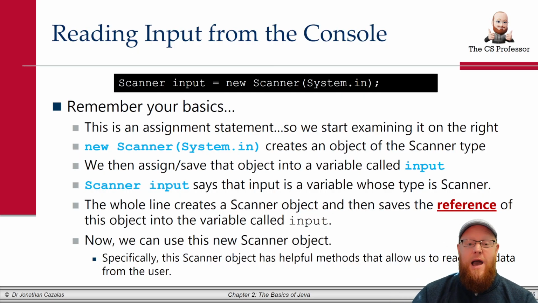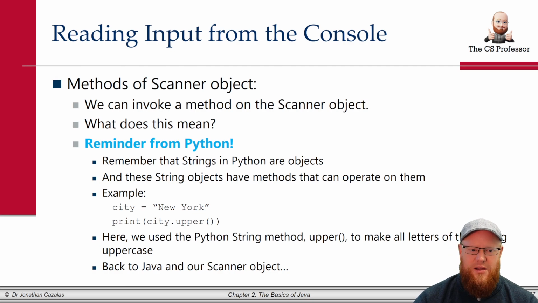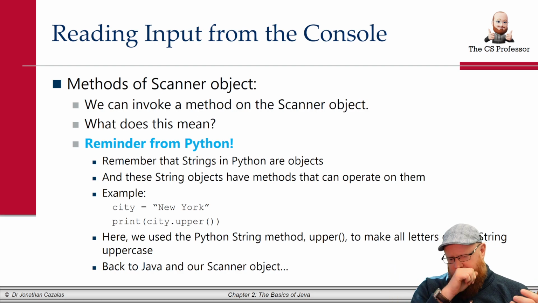So this entire line creates the Scanner object, and it saves a reference of that object into the variable called input. Now we can use this variable to begin scanning from the user. We can use this object to scan from the user. And in fact, there are many methods that we can invoke on this Scanner object to help us scan. What do we mean by that?